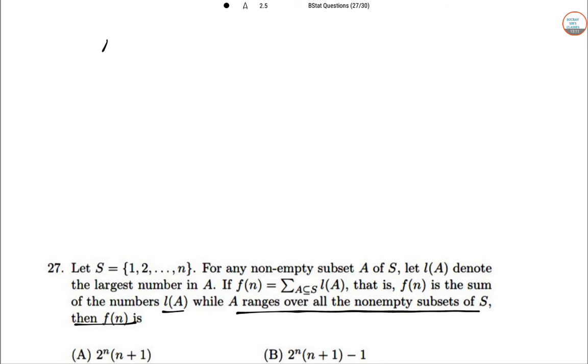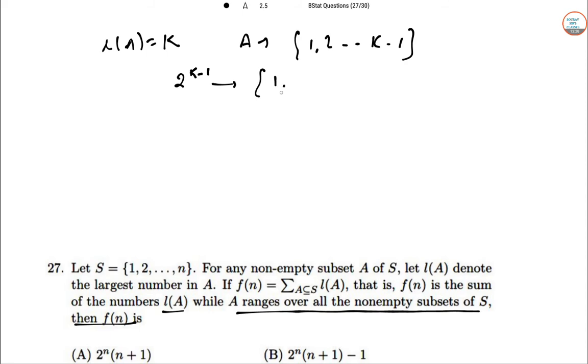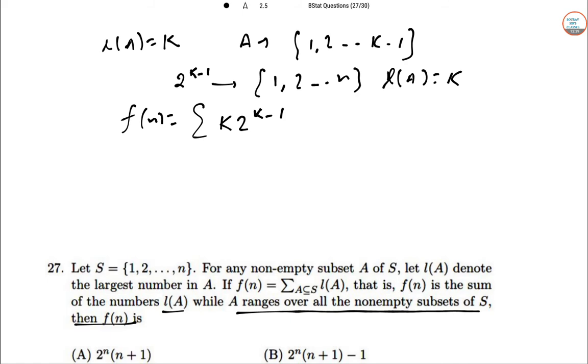So let L(A) equal k. Then all the other elements of A can be arbitrary elements from 1, 2, ..., k minus 1. It means that there are 2 to the power k minus 1 subsets of 1, 2, ..., n with L(A) equal to k. Now Fn equals the summation of k times 2 to the power k minus 1. So now we can compute this value and our job is done.